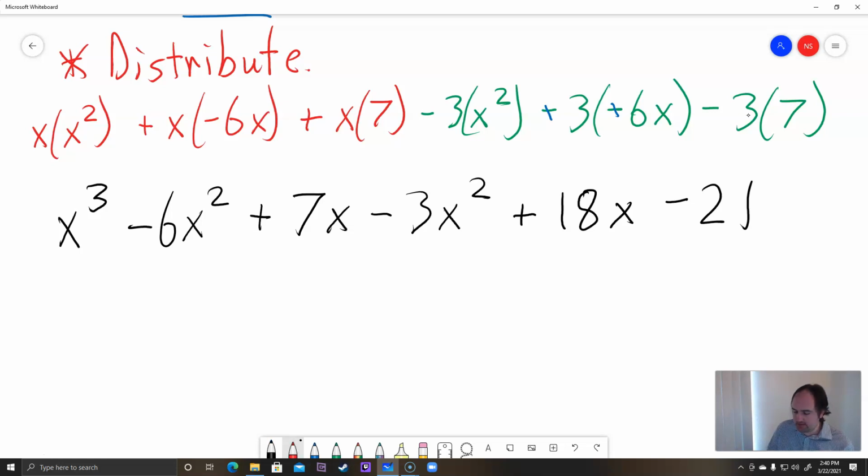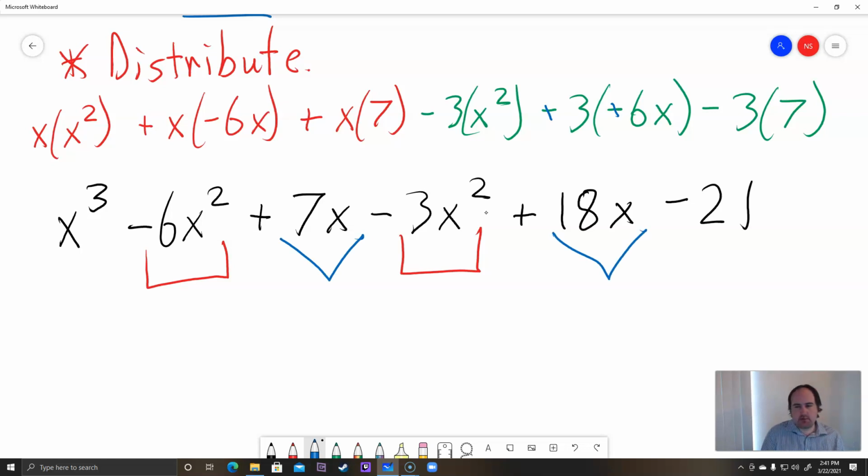Writing symbols underneath can really make it easier to determine which ones are like terms. We've got an x cubed by itself, and then we have a negative 6x squared and a negative 3x squared, so I'll put symbols under those. We're going to combine those. And then we have a 7x and an 18x, so I put the same symbol under those. We're going to combine those. And then we have a negative 21 by itself.